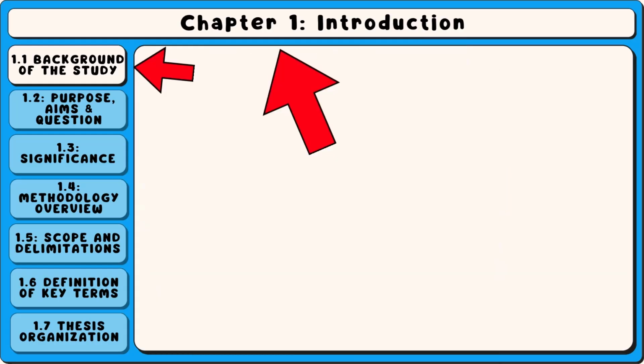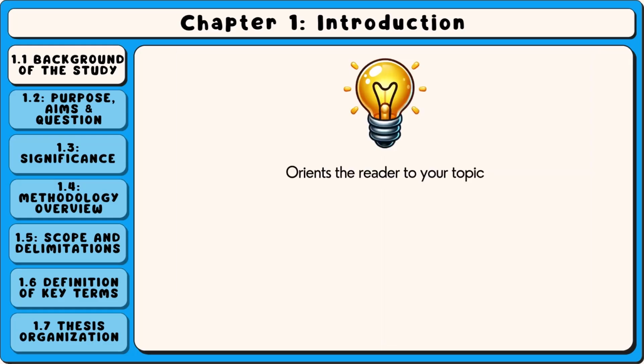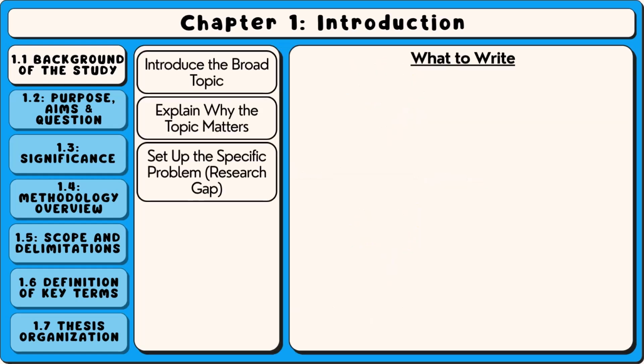and Section 1.1, which covers the background of the study. In this section, we're going to write an introduction that looks something like the one on the screen now. The goal of this section is to orient the reader to your topic and demonstrate your focus problem. By the end of this section, the reader should know what the topic is and the problem that your thesis is going to address. So to do this, I recommend doing 3 steps.